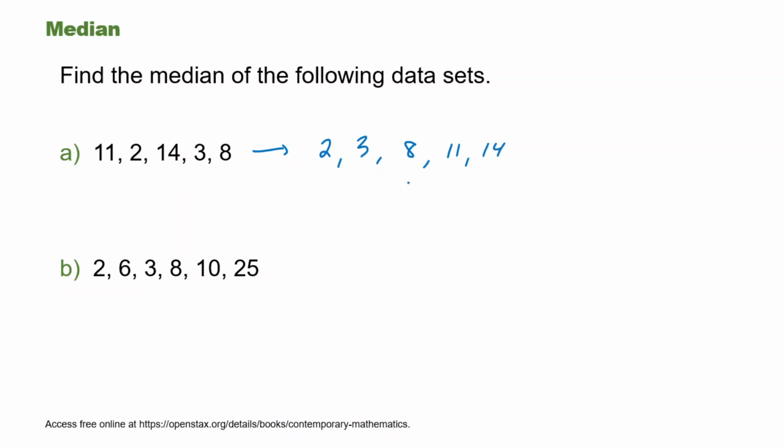Now looking at these in a sorted list, we can see that the middle piece of data is the number 8, because there are 2 items above, 2 items below. If the list is longer, we may have to check off, count 1 on each end until we find the one in the middle. But in this case, the median is 8.